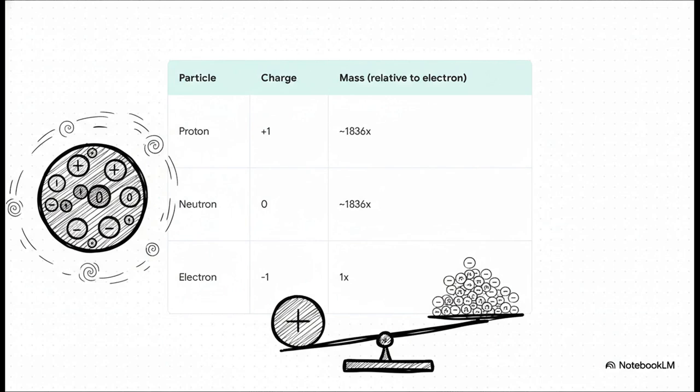But look at the mass. This is where it gets crazy. A proton or a neutron is almost 2,000 times heavier than a teeny tiny electron. That means pretty much all the weight, all the substance of an atom is crammed into that incredibly small nucleus.